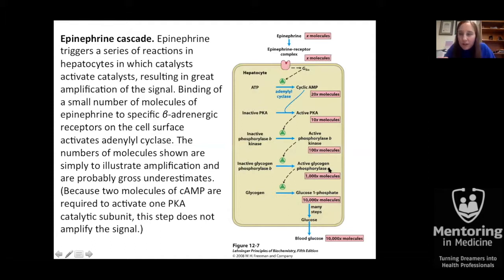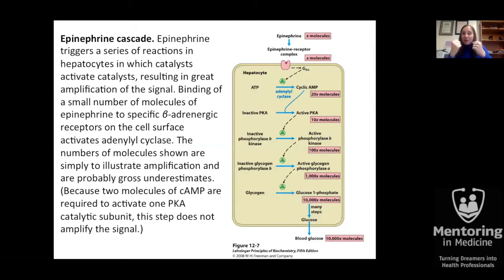The whole point of this is not necessarily that you need to know all these enzyme names, depending on what level of biochemistry you've had thus far. But basically, what do we have at the end game? Glycogen is broken down into glucose, and blood glucose is released. Why would we want that? Well, in our muscles, when we have epinephrine that's released, it's the fight or flight response.